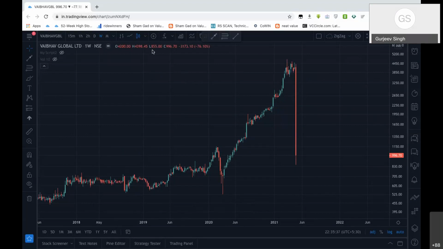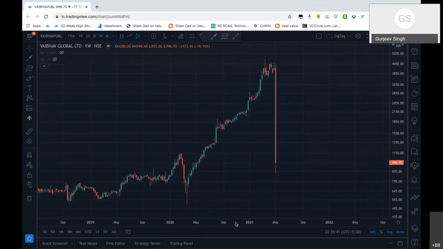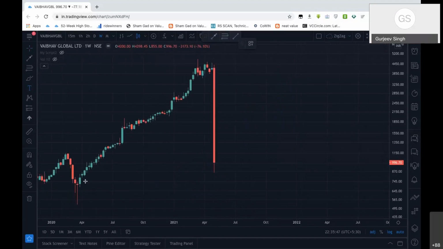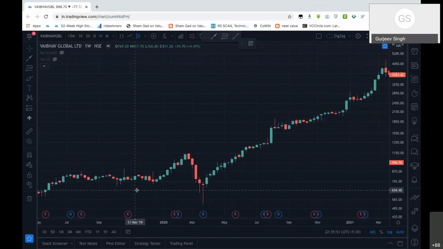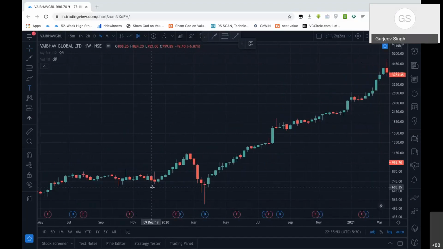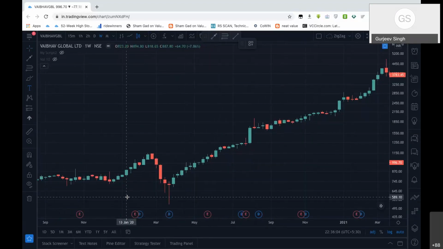Okay? Questions we will take. Let's focus on the learning first. See this, I am starting my study from here. It's a weekly chart. I have a job to do, I have my own business to run, so I don't have time for the markets. This is a weekly chart. Please focus on the learning, we'll take the questions again. I'm starting my study from somewhere in December 2019. Randomly I'm picking it, there is no significance in it.